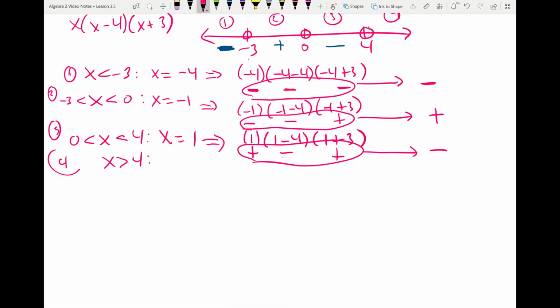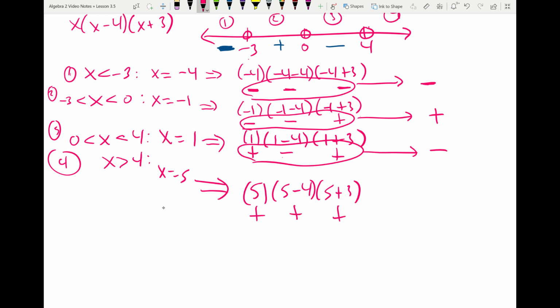And then the last one, we have x is greater than 4. So like 5, for instance, if we can plug in x equals 5. So we get 5 times 5 minus 4 times 5 plus 3. Well, that's positive 5, so that's positive. 5 minus 4 is positive. 5 plus 3 is positive. 3 positives multiplied together give you a positive.